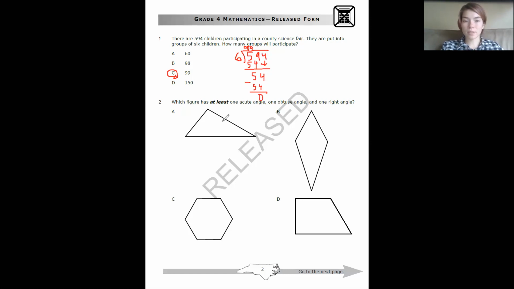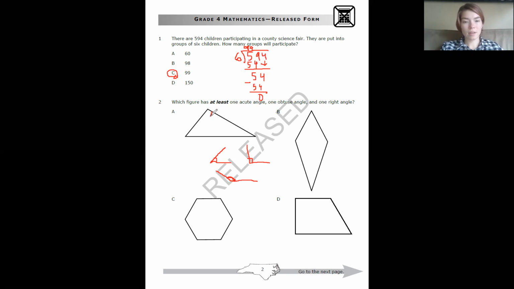Okay, which figure has at least one acute angle, one obtuse angle, and one right angle? So if we remember what an acute angle is, an acute angle is any angle that's less than 90 degrees. And a 90-degree angle looks like this. That's a right angle. An obtuse angle is an angle that's larger than 90 degrees. So that's normally going to look like this. So we're looking for one of these that has an acute angle, an obtuse angle, and a right angle.